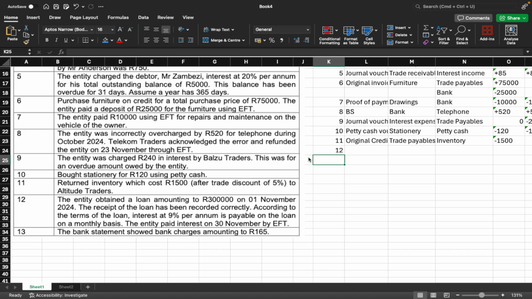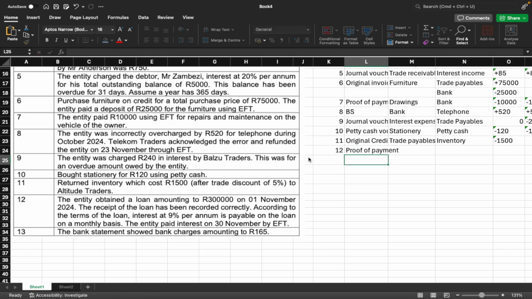The entity paid interest on the 30th of November by EFT. Okay, so what is this going to be? We're going to debit interest on loan and credit bank because we've just paid the interest for the first month. And what are we going to call the source document here? Well, it's going to be, again, proof of payment or bank statement.